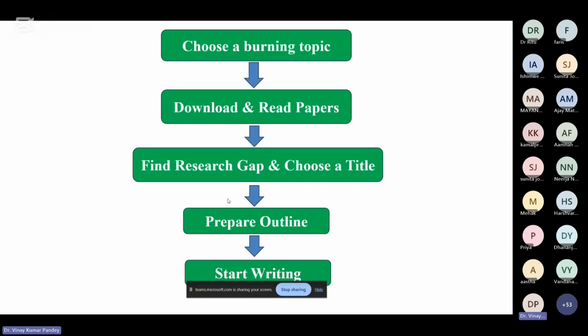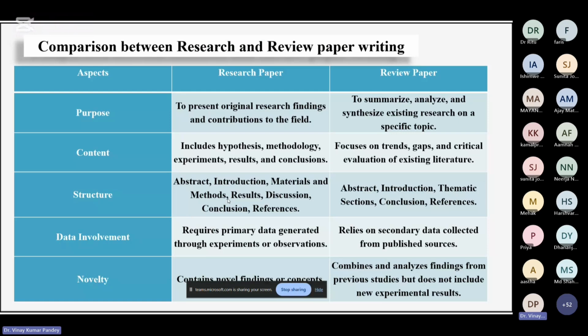Like as I previously told, before writing you need to prepare and do your homework for lots of things, so that you should not waste time reading papers after you start writing, right? So again, there's a difference between research paper and review paper. You can take the screenshot of the slide, or else I'll share the slide with you all. No issues in that. There's a difference between research paper and review paper.